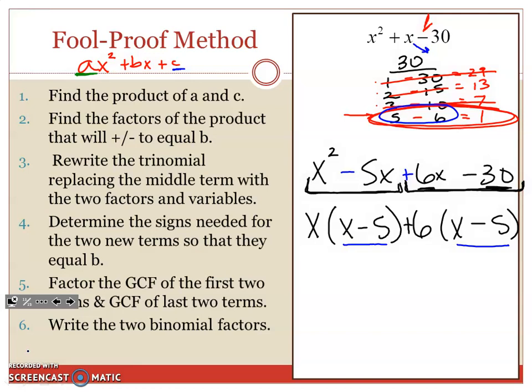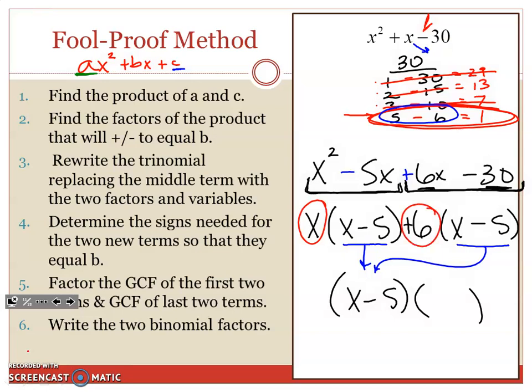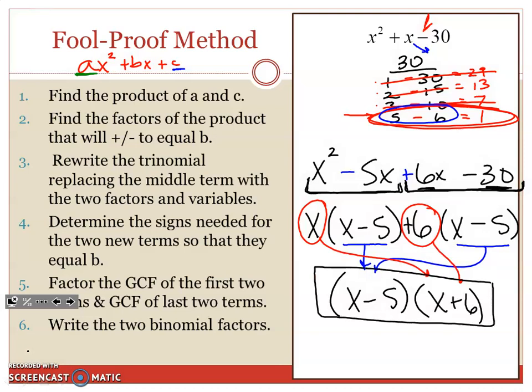So since those two match, they come together and create one of our factors. And that one factor is x minus 5. Our other factor is what's left over. So this x and this positive 6 come together to make our other factor. Okay? So x squared plus x minus 30 factors to x minus 5 times x plus 6.